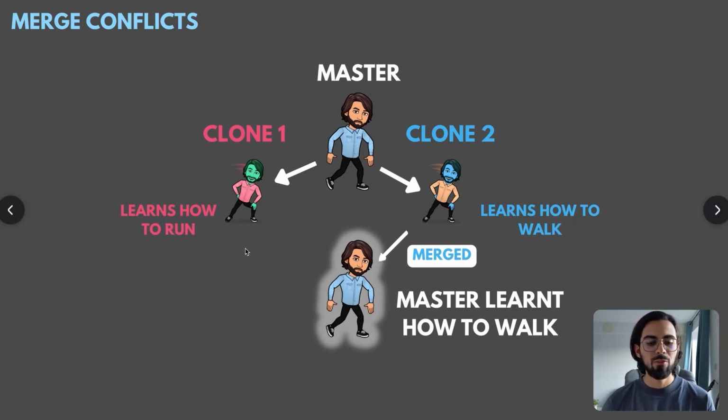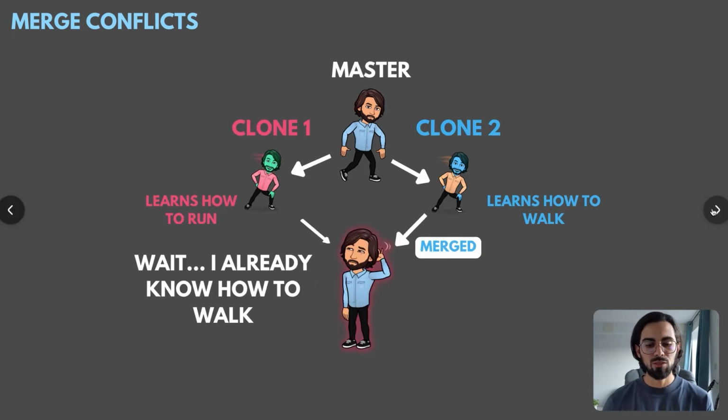So if we have developed our code on our clone 1, we said, okay, let's teach this guy how to walk first. So we have developed maybe a function or certain code that helps him to learn how to walk. And then we have coded something else, another function, to teach this guy how to run. So now this guy knows how to walk and how to run. What will happen when we try to merge this back to master? Well, master is going to be a bit confused.